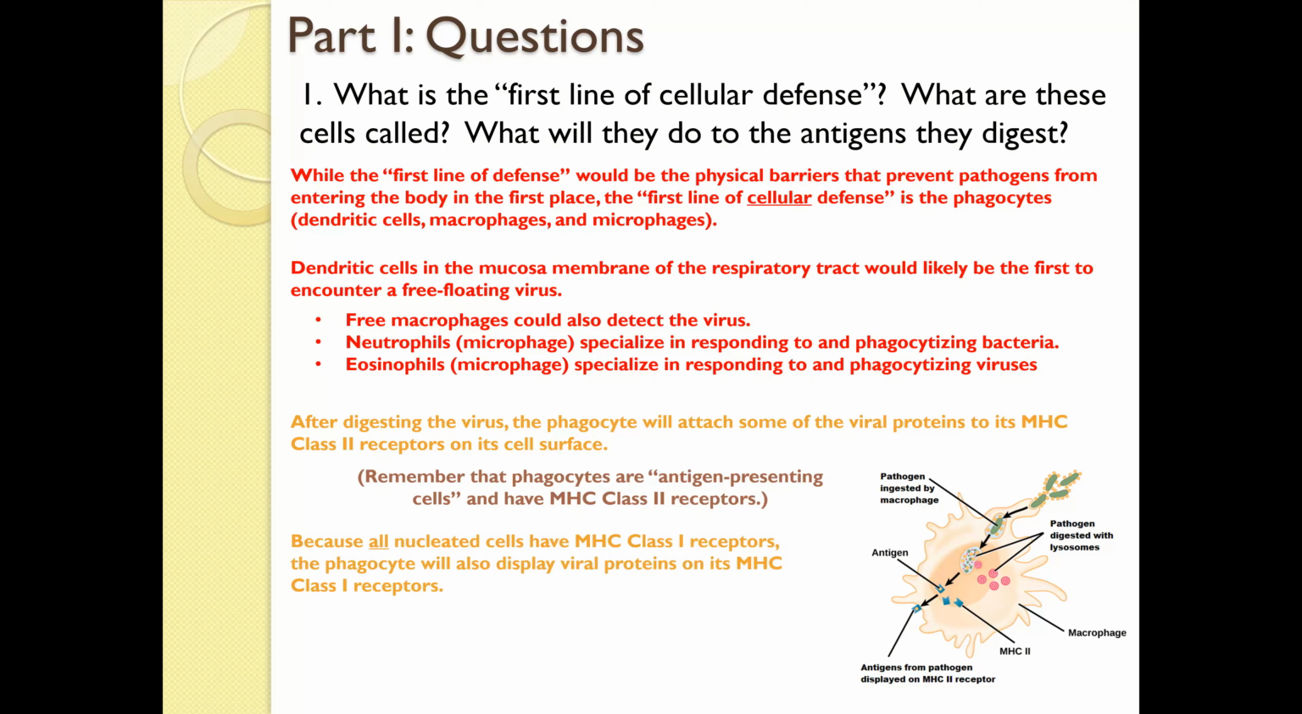Because all nucleated cells also have class I MHC receptors, this phagocyte will also display viral proteins on its MHC class I receptors, which is not shown in this particular image. The phagocyte will then go to a nearby lymph node where it will present its antigen to T cells.